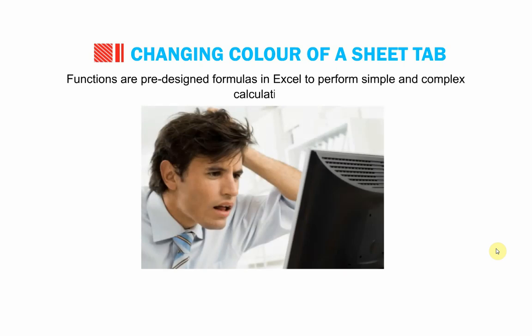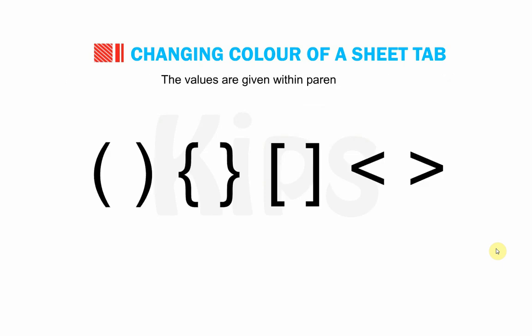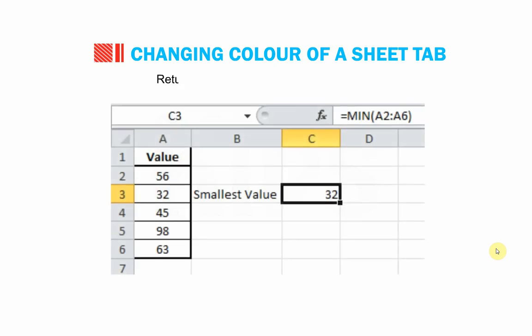Alright, let us now talk about functions. Functions are pre-designed formulas in Excel to perform simple and complex calculations. Functions eliminate the chance of writing wrong formulas. They accept arguments and return values. Arguments are inputs to functions, which accept values such as numbers or text. The values are given within parentheses. Return values display the function output.